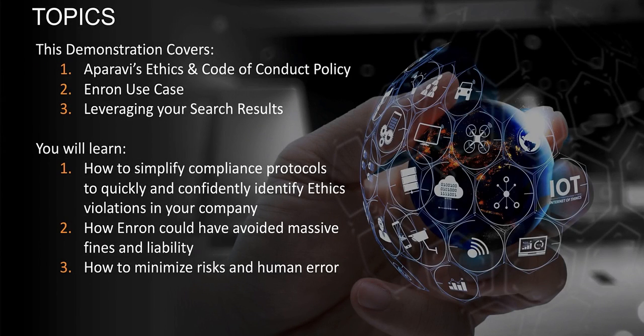In this demo, we will cover how to apply Aparavi's Ethics and Code of Conduct classification policy using Enron's dataset as an example. We'll also cover ways you can export and leverage your search results. You'll learn how to simplify compliance protocols to quickly and confidently identify ethics violations in your company, how Enron could have avoided massive fines and liability with the Aparavi platform. Finally, we'll show you how Aparavi can help you reduce risks and human error to gain control of your data.